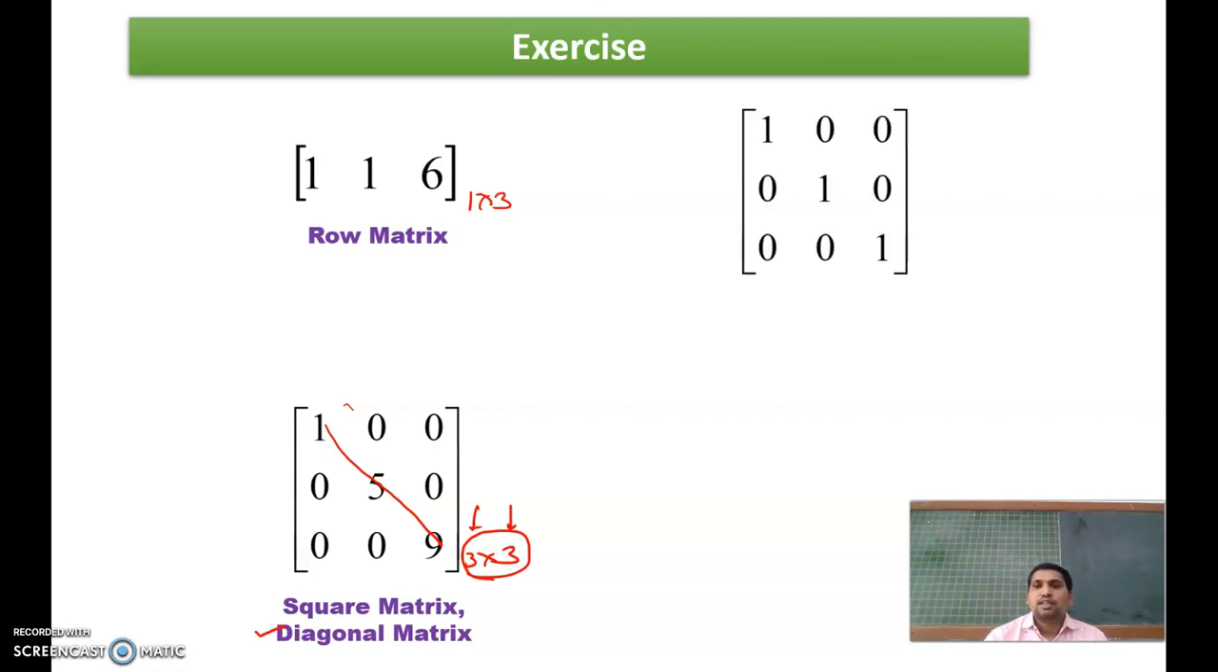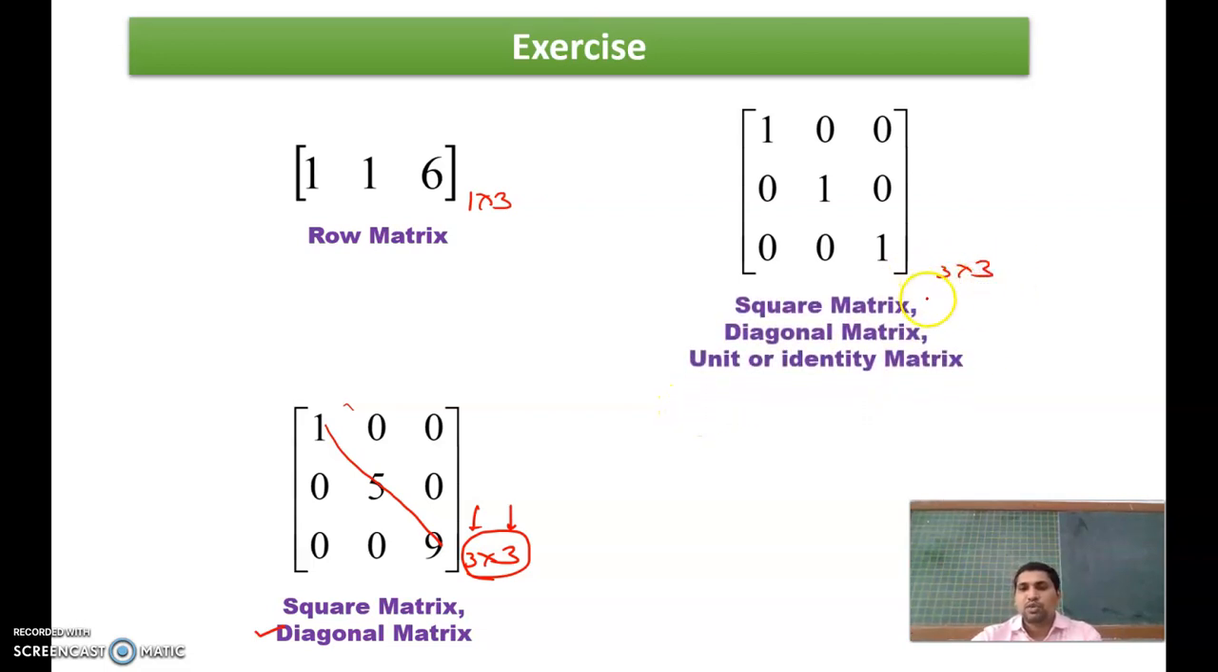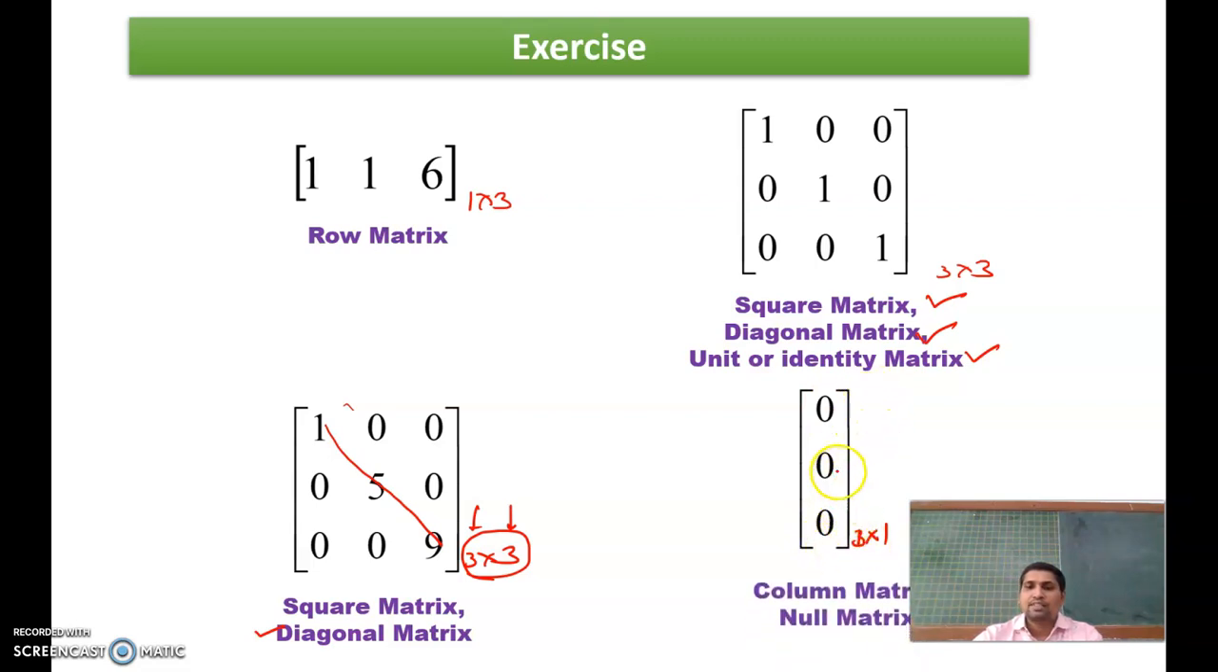Now next, you can see this has 3 rows and 3 columns. So it is a square matrix, diagonal matrix, unit or identity matrix. Okay, it is also an example of a scalar matrix as well. Now last, you can see here this has 3 rows and 1 column and all elements are 0. That means it is an example of a column matrix as well as a null or zero matrix.